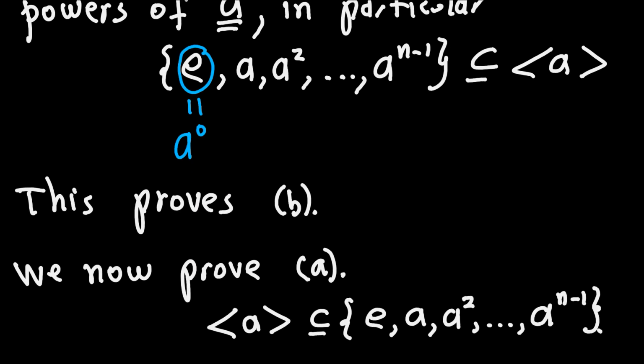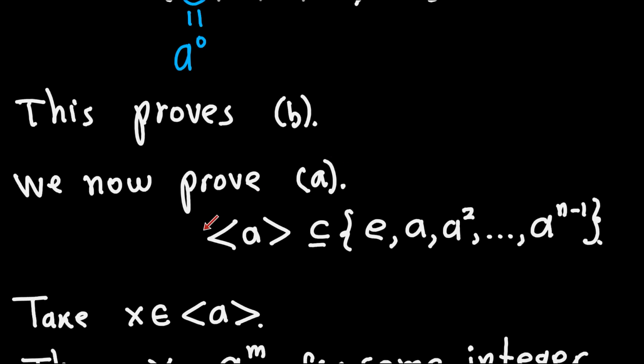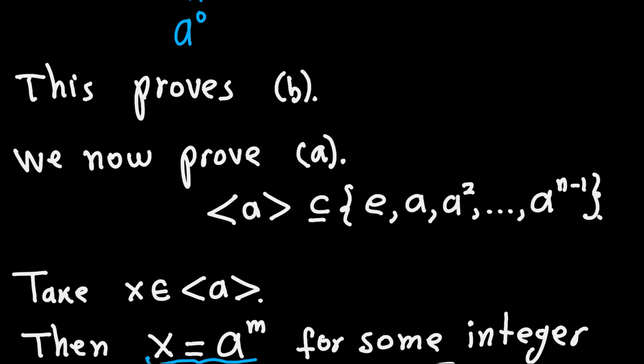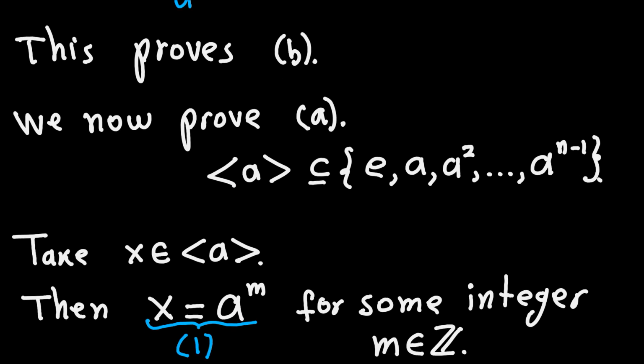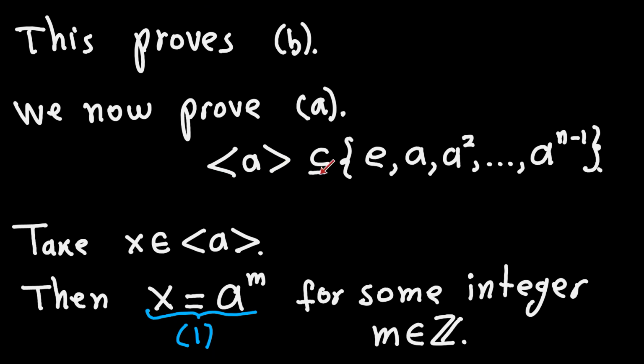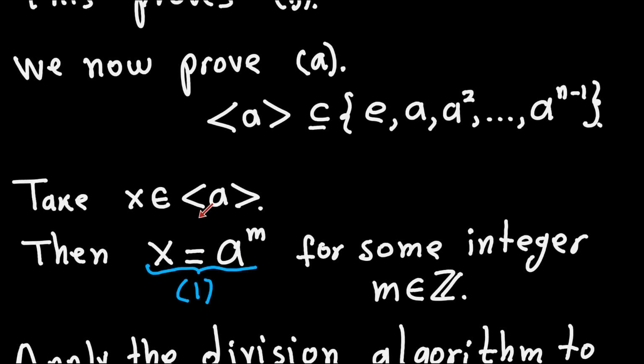The one that requires a little bit of work is to prove that the subgroup generated by A is included in this list. Remember, this is all the integer powers of A, so we need to prove that it's actually contained in this one. How do you prove that this set is included in this one? What you need to do is take an element here, and then prove that that element is one of these elements there. So let's take an element X in this collection.